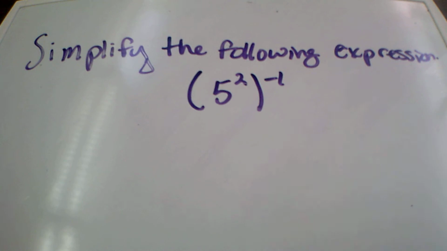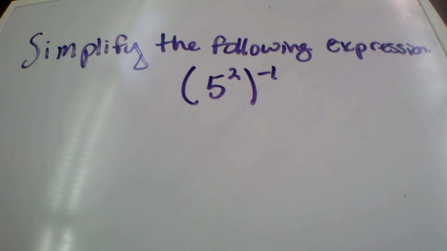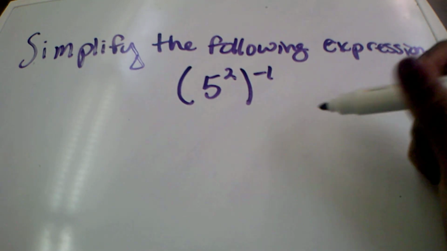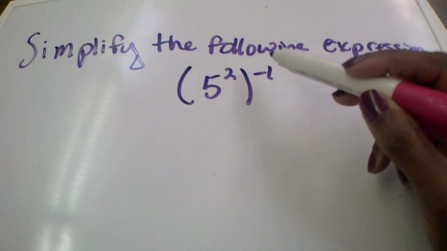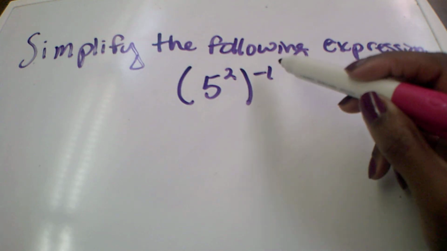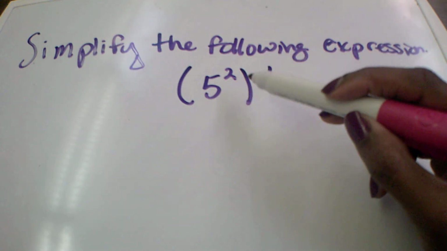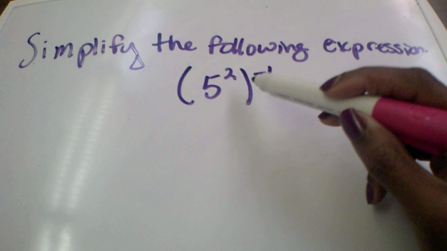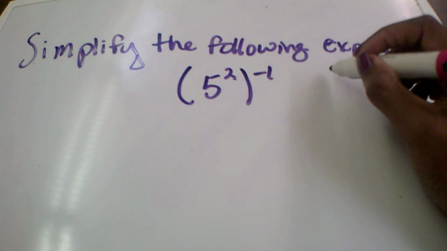Alright, on to question 3. We have simplify the following expression. Alright, this is a different rule than we've been working with for the past 2 problems. This is the power rule going on here. We have 5 to the 2nd power, parentheses, to the -1 power. You want to be thinking about distributive property when you think about the power rule. Remember, power rule is not product rule.